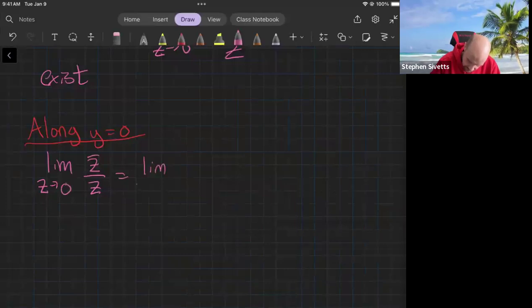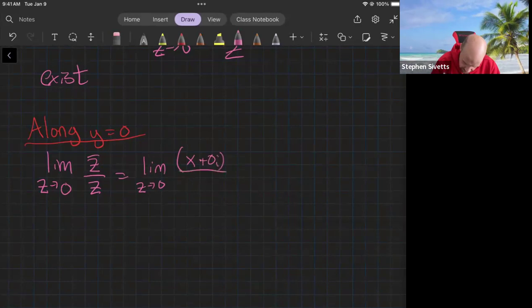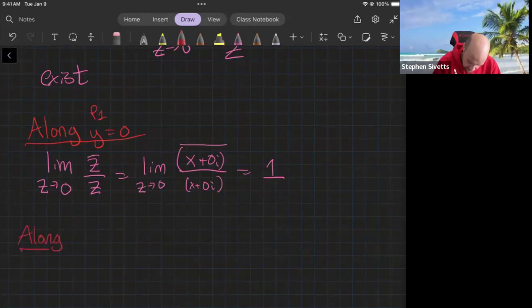This equals the limit as z goes to 0 of the conjugate of x plus 0i divided by x plus 0i, right? Well, this equals 1. So this is P1.